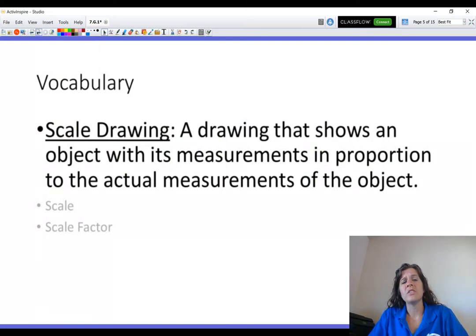So a scale drawing is doing that same thing, but instead of just reprinting a picture, we're going to draw. You would be drawing a new drawing based on the measurements. The definition of a scale drawing is a drawing that shows an object with its measurements in proportion to the actual measurements of the object.